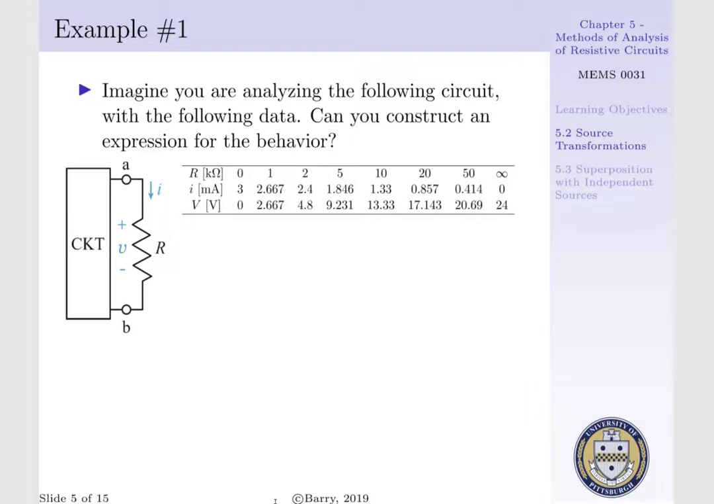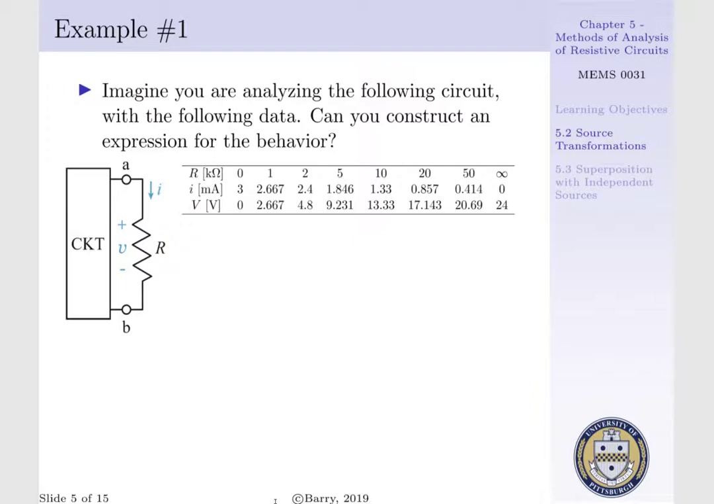We can also determine the current running through the resistor by either placing an ammeter in line with our circuit and resistor, or using Ohm's law. Now, say we collect data experimentally when we vary our resistance from 0 to infinity. That is, we measure our current and voltage, and we have the following data.